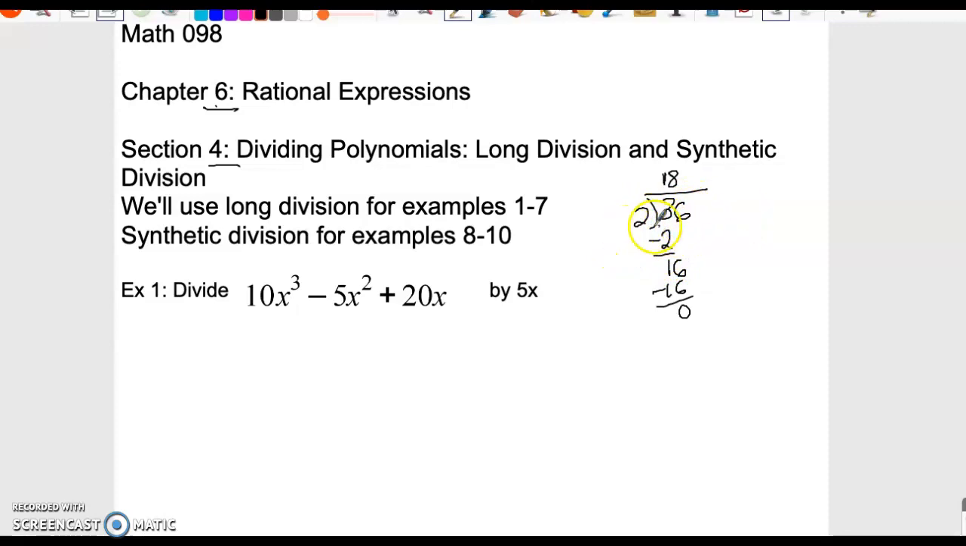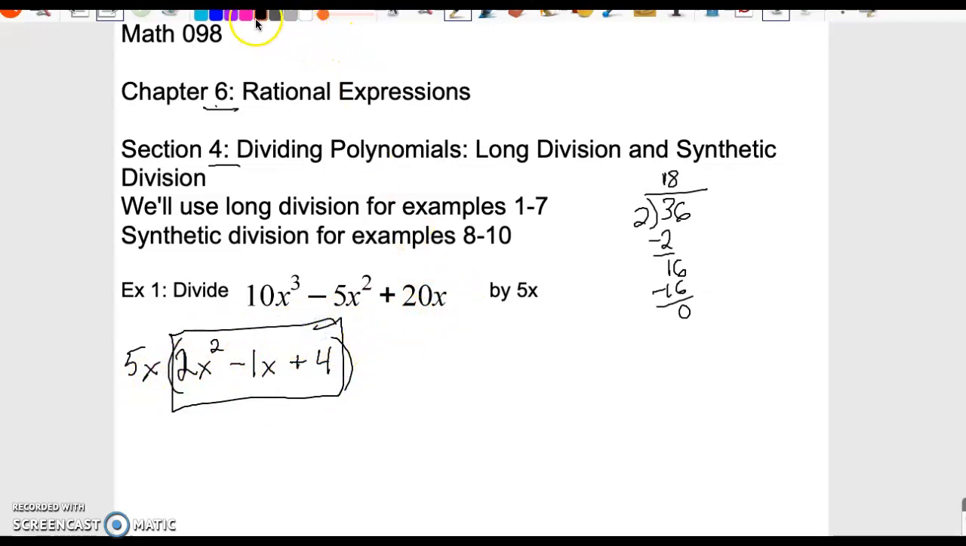The reason I'm bringing that to your attention is because 5x is also a factor of all of these terms. Some problems are as easy as saying, okay, let's factor it. So 5 times what gives you 10? It would be 2. x times x squared gives you x cubed. 5 times 1 gives you 5. x times x gives you x squared. And then 5 times 4 gives you 20 when we divide the x out. So this is literally your answer, which is why we're doing it now.